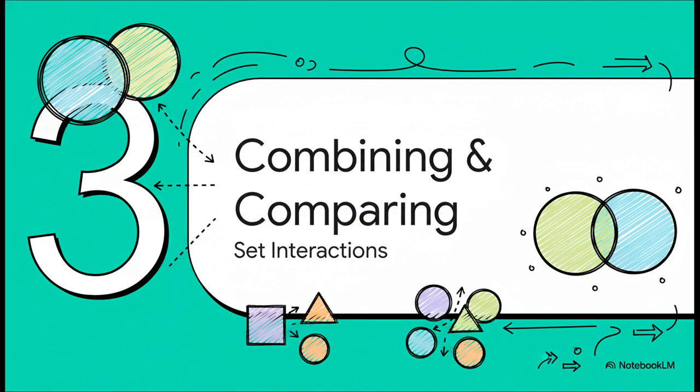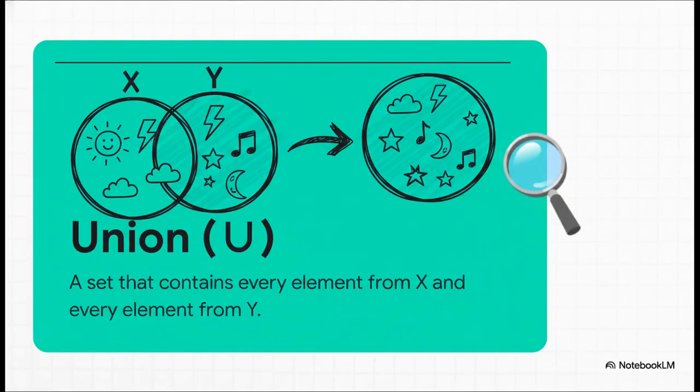Okay, but here's where sets go from being a neat little container to something really powerful. It's not just about what they hold, it's about how they can interact with each other. This is where things get super interesting. First on the list is the union. You can think of this as just uniting two sets. You're creating a brand new, bigger set that contains every single element from the first set plus every single element from the second set all rolled into one. And of course, that no duplicates rule still applies.